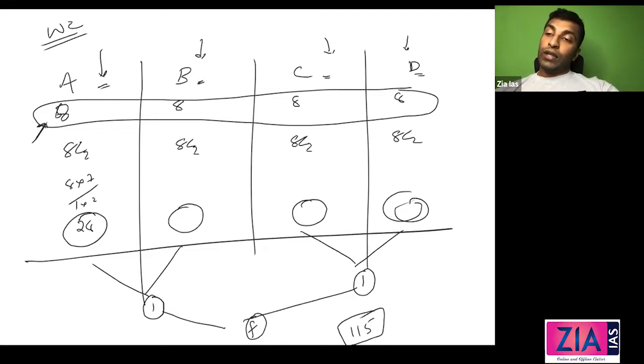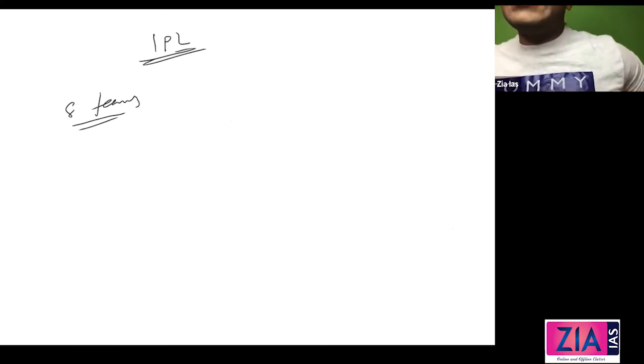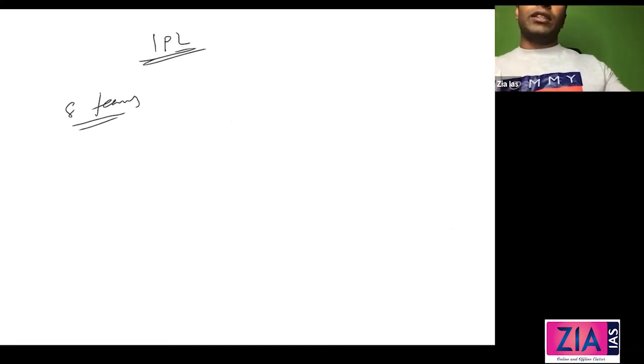Okay. Now there is a different scenario, like 2 pools. Let's forget about everything. Now let's talk about the IPL. In the IPL, how many teams are there? 8 teams. There are no pools, nothing. Let's see how many matches are played in the IPL just by using the same logic.